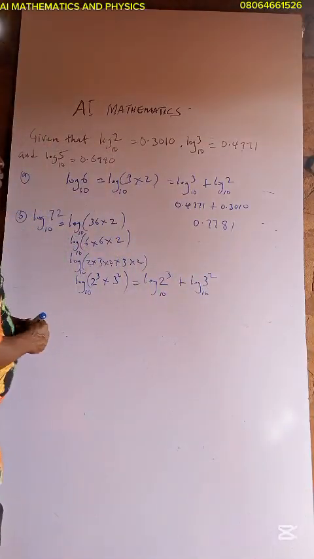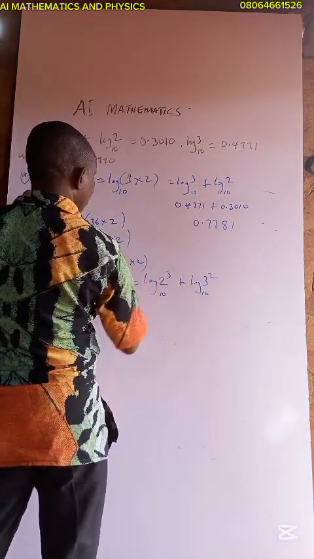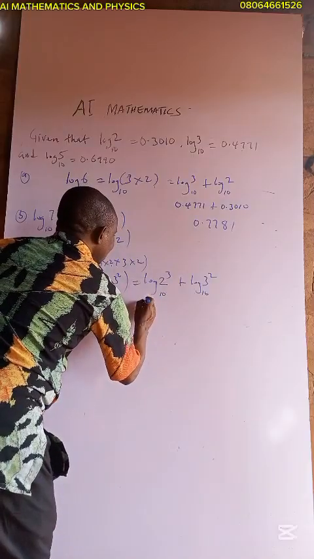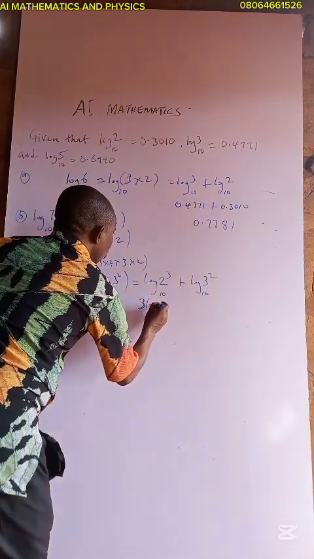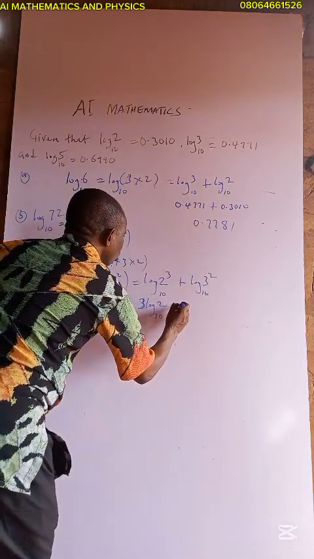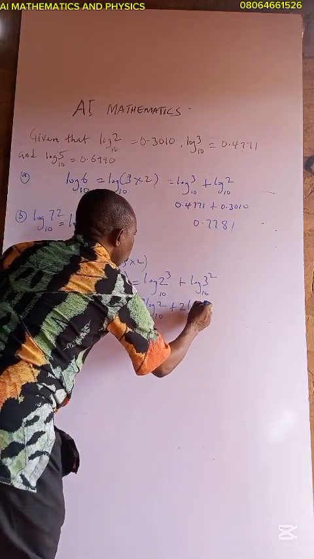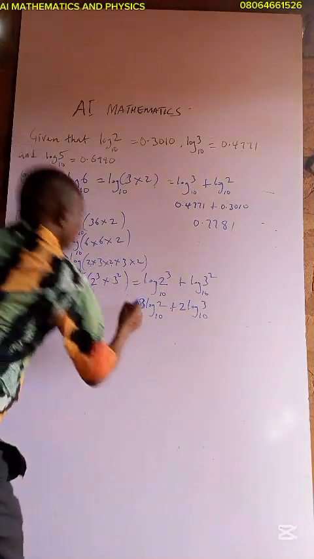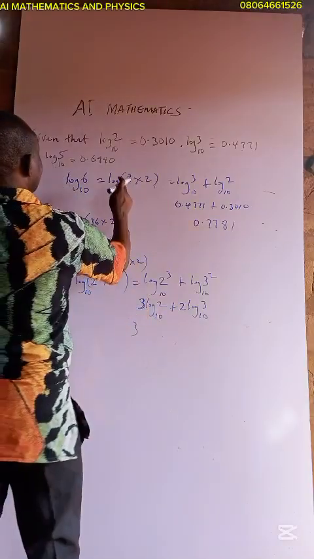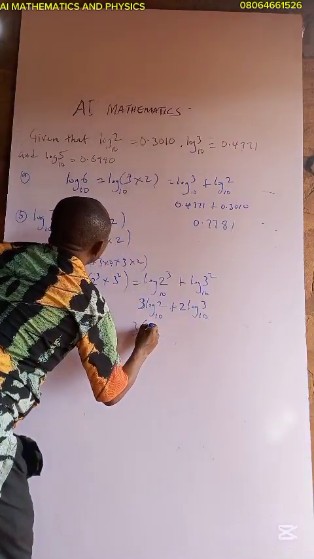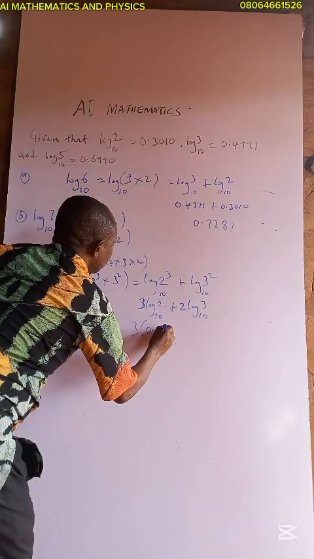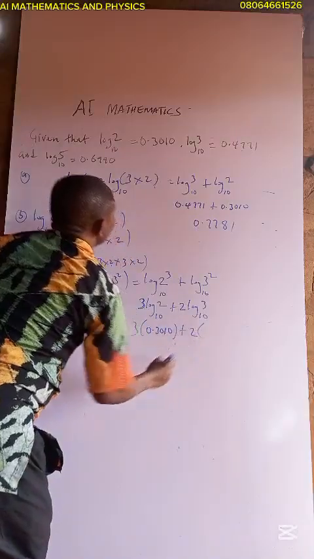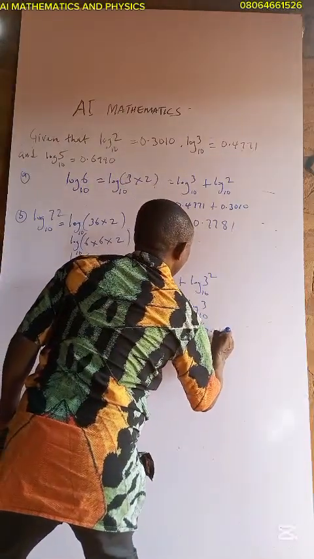You can see from the law that when you have a power like this, it will come in the form 3 log 2 base 10 plus 2 log 3 base 10. You know now that log 2 base 10 is 0.3010, plus 2 times log 3, which is 0.4771. Then we have 3 multiplied by 0.3010.